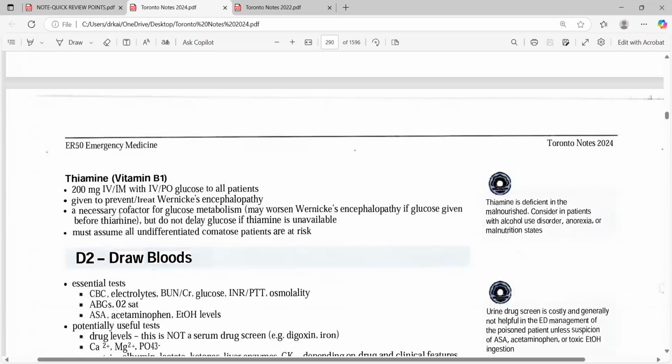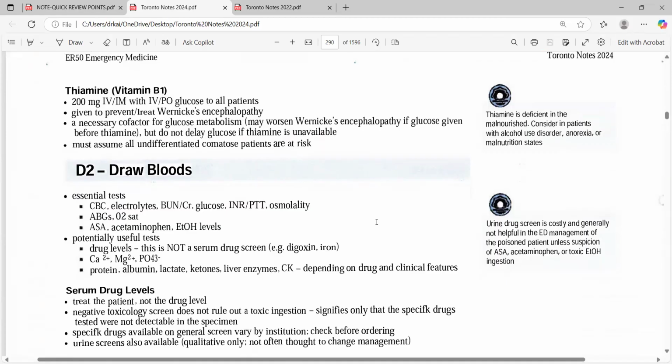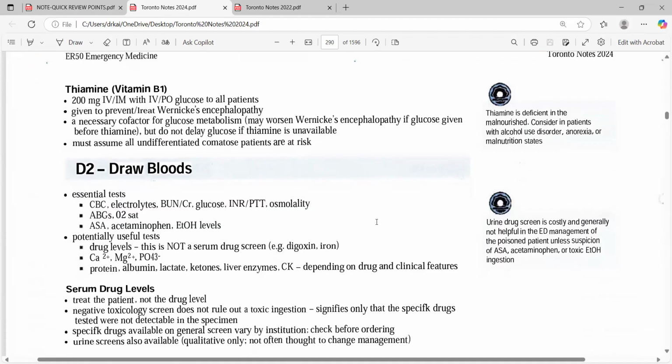Then comes thiamine, mainly in patients with alcohol use. Thiamine is deficient in malnourished patients, those with alcohol use, homeless people, or anyone not having good nutrition. Also in indigenous people coming from reserves. So not just homeless, but indigenous too, you can consider the same antidote, and the same diseases that you consider for alcoholics.